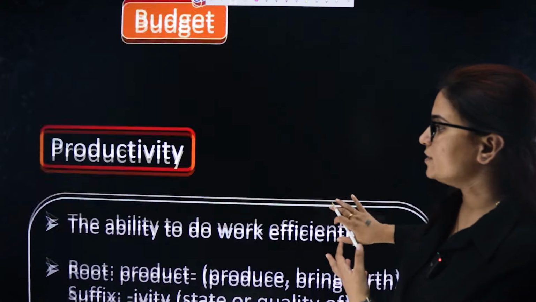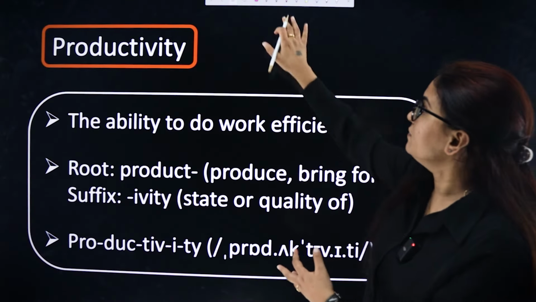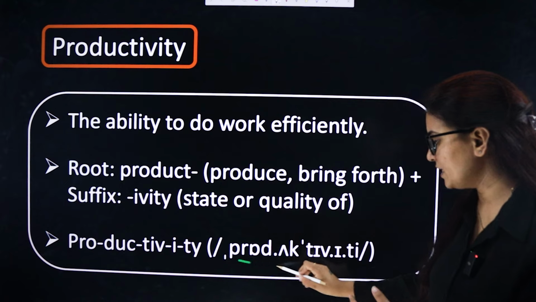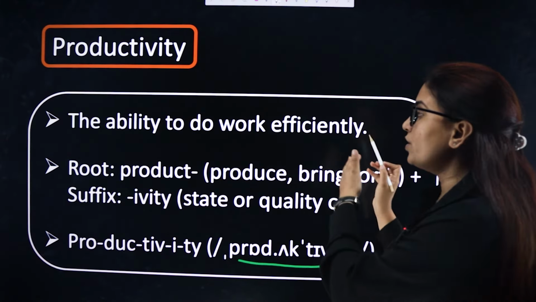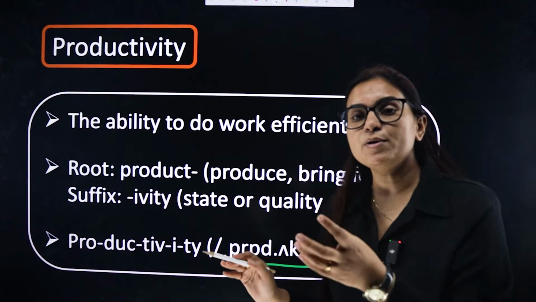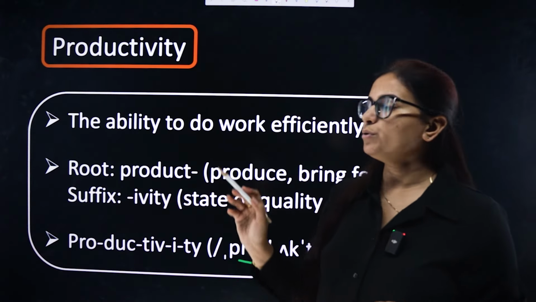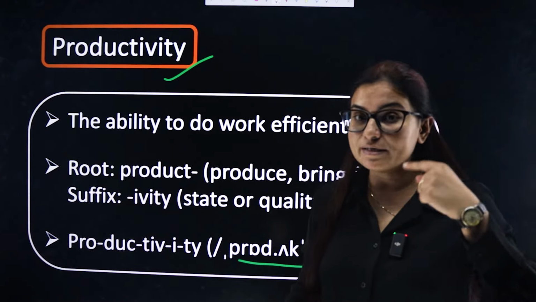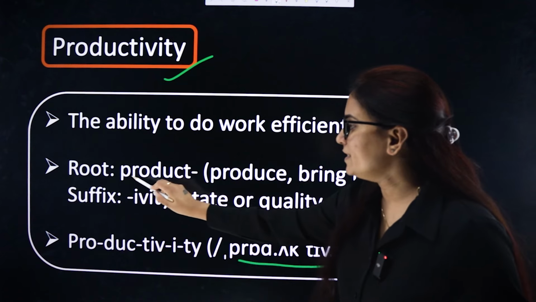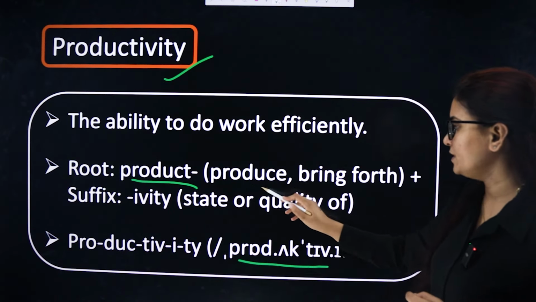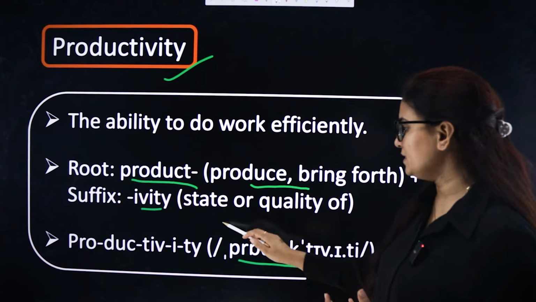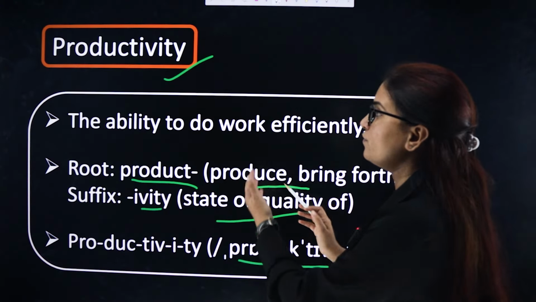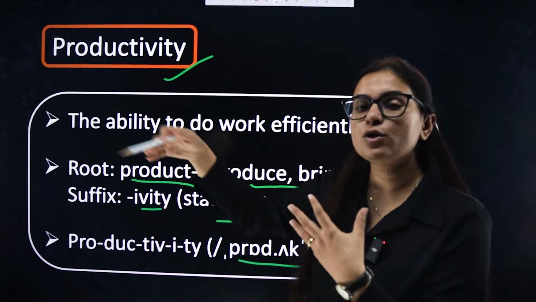Okay. Next is productivity. Productivity is simply pronounced as productivity, and it's the ability to do your work efficiently. When you're able to do more work in less amount of time, you are called a productive person. Productivity is created from the word product, which means produce or to bring something forward, and ity means state or quality. A state or quality to produce something quickly.